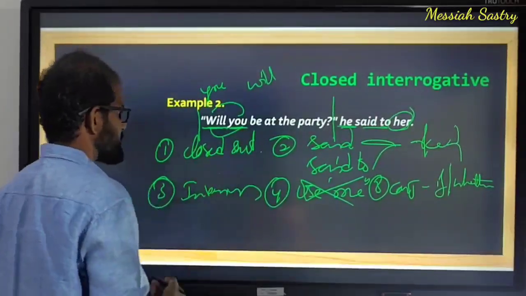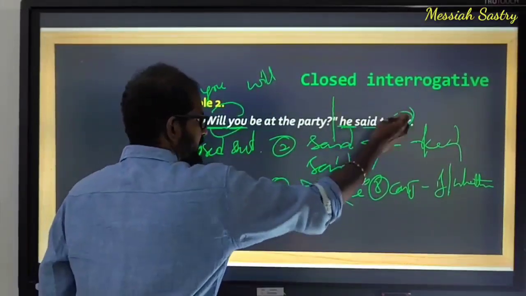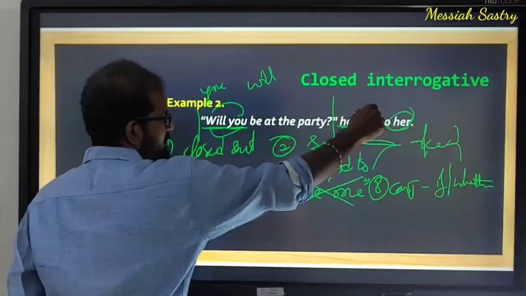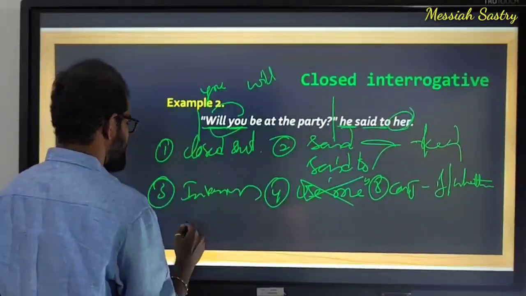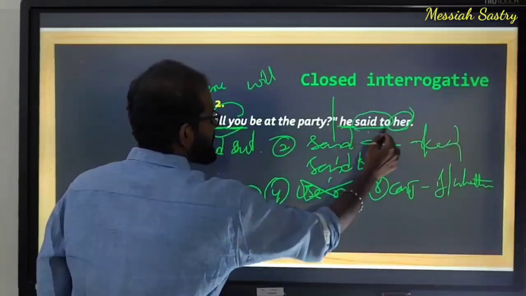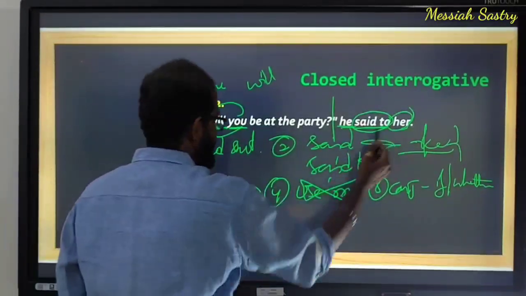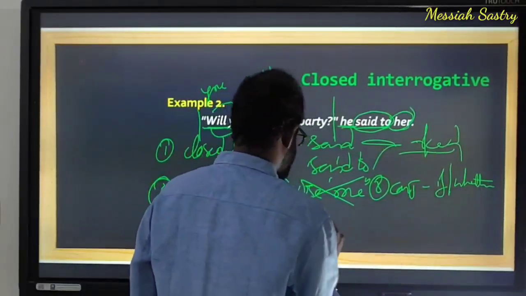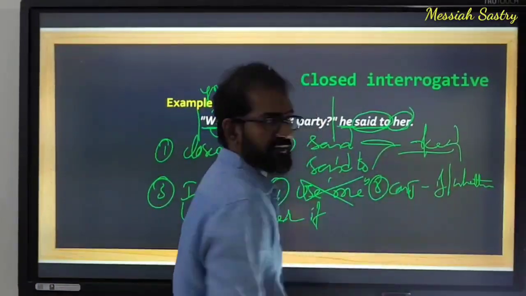Now let's change the sentence into indirect speech. I told you already, even though the reporting clause is at the end or in the middle, while changing into indirect speech, we always start the reported indirect speech with the reporting clause. So he said to, asked her. What is the conjunction? If or whether. If. You may ask me, sir, when should we use whether, when should we use if?